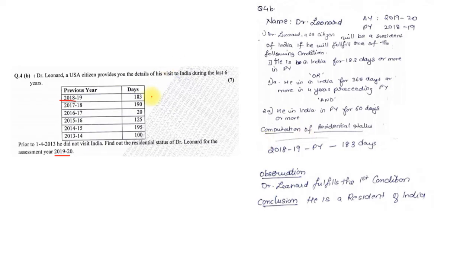So now in computation we take the previous year. In the previous year, 183 days are there. Thus, he is fulfilling the first condition of 182 days. Observation: Dr. Leonard fulfills the first condition. Therefore, he is a resident of India. Now, if he is a resident, we now need to find whether he is an ordinary resident or not an ordinary resident.